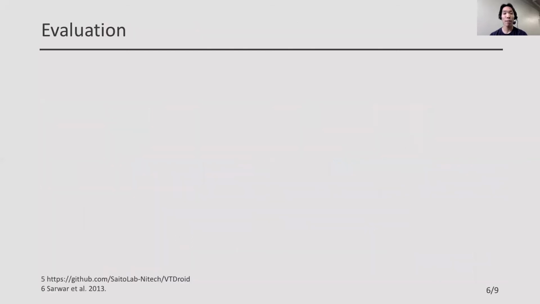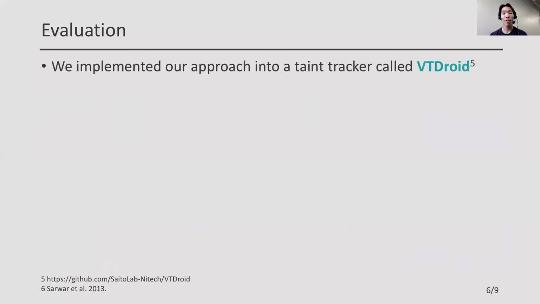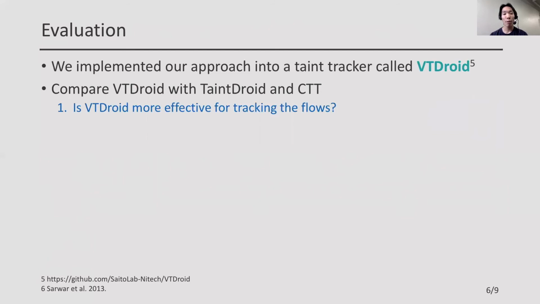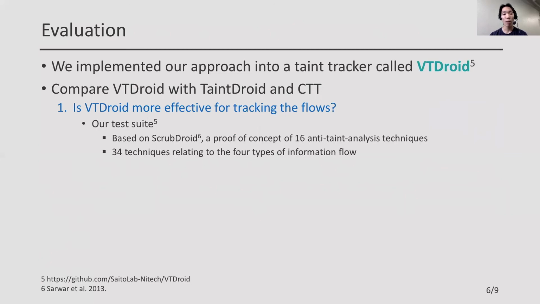Next, let me describe the evaluation. We implemented our approach into our taint tracking tool called VTDroid. We evaluated VTDroid compared with two current trackers, TaintDroid and CTT. First, we want to know whether VTDroid is more effective for tracking the information flows. We created a test suite based on ScrapDroid, a proof of concept of 16 anti-taint-analysis techniques. Our test suite contains 34 techniques relating to the 4 types of information flow.